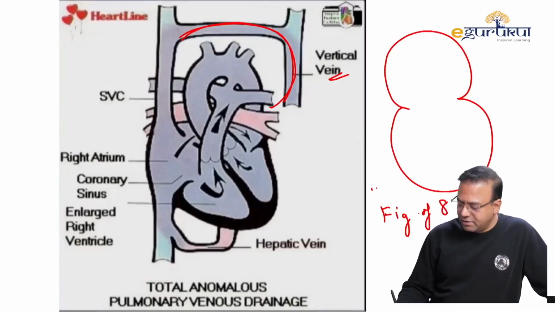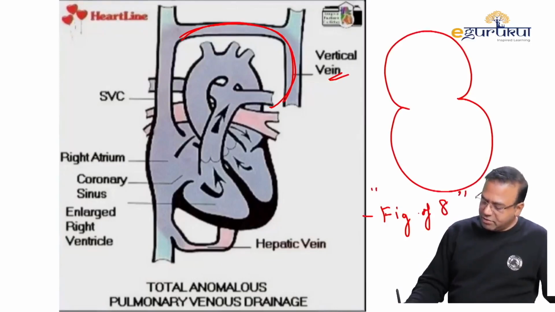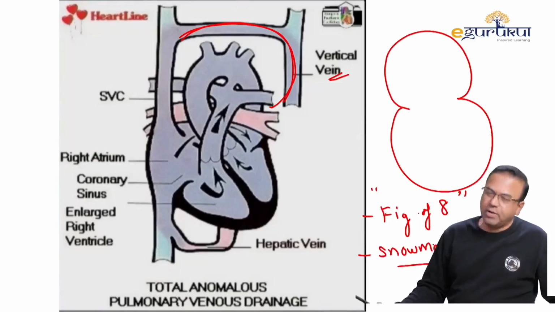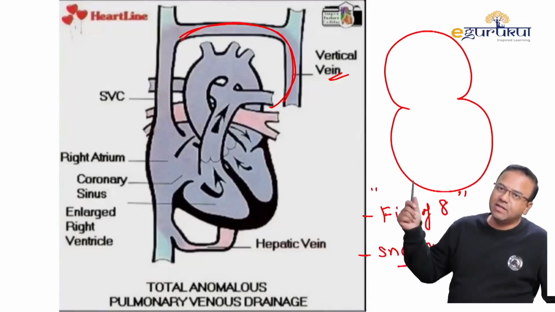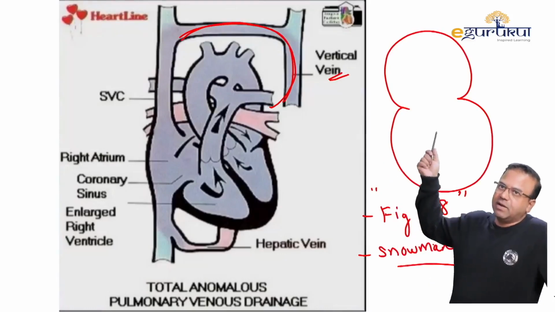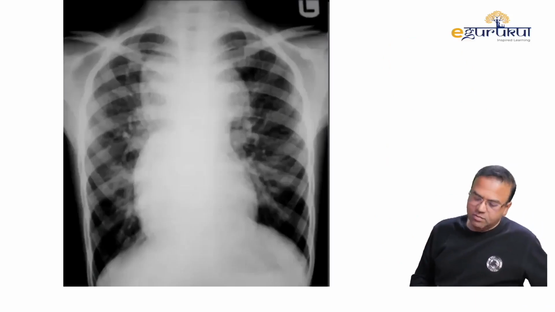So X-ray findings in anomalous pulmonary venous drainage are important. This figure of 8 appearance is also referred to as a snowman's heart or a snowman's appearance. The X-ray findings are very easy to understand, mainly seen in the supracardiac type of total anomalous pulmonary venous drainage. Particularly the vertical vein that is there is going to create that kind of shadow above, and this is what I mean by it.